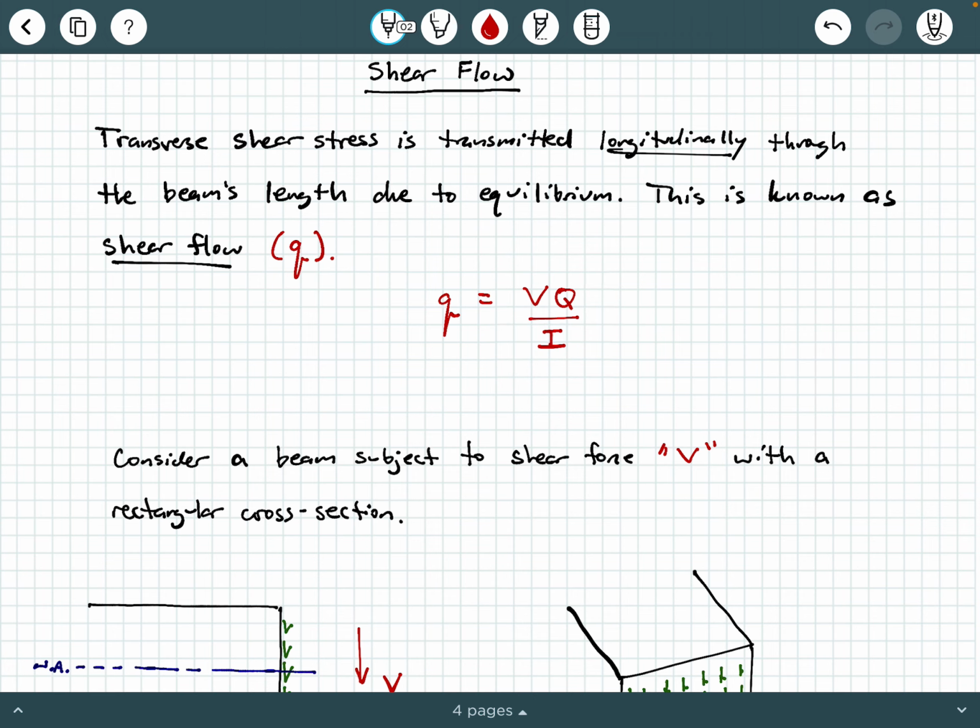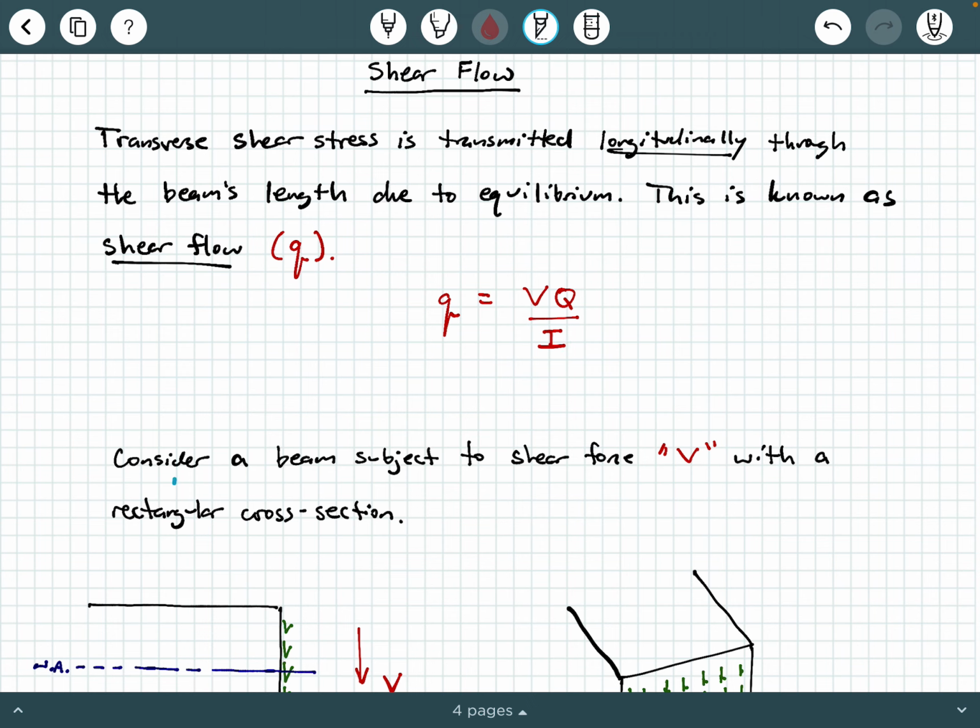Okay, now take a look at this. Does this formula look very familiar? Yeah, this is the same formula as tau equals VQ over IT, except without the t term, without the little t in the denominator here. So shear flow, the way we calculate it, is quite simple, and it's almost the same as transverse shear stress, tau equaling VQ over IT, just no t here, okay?